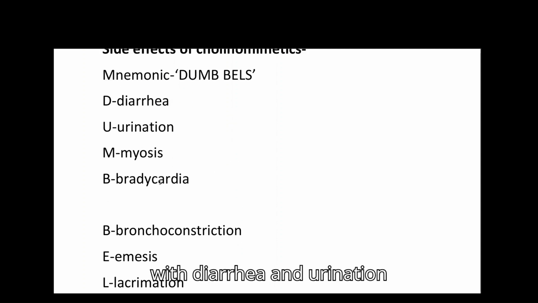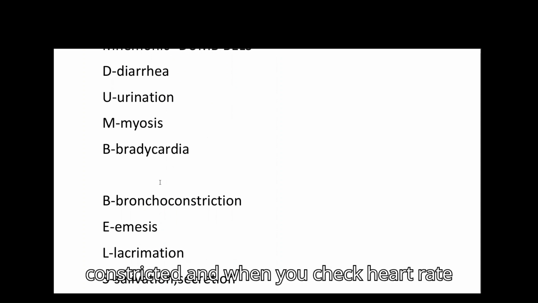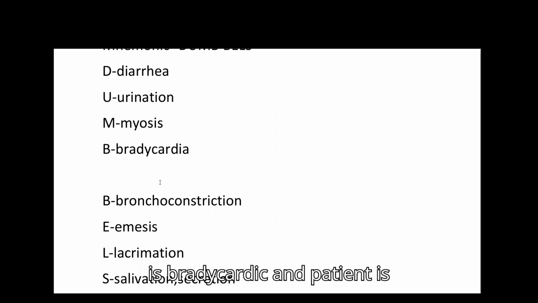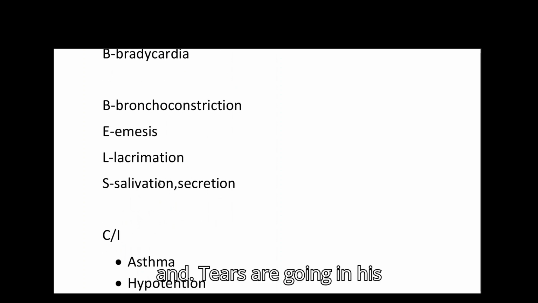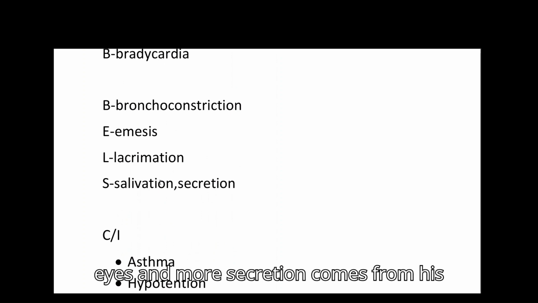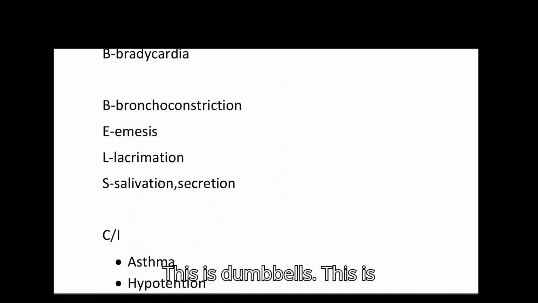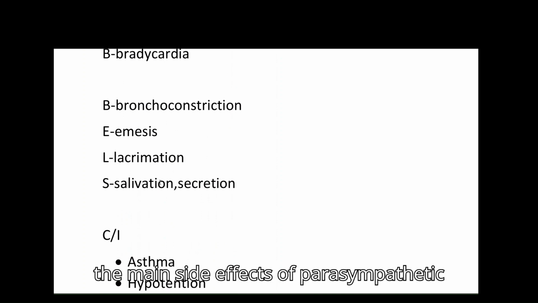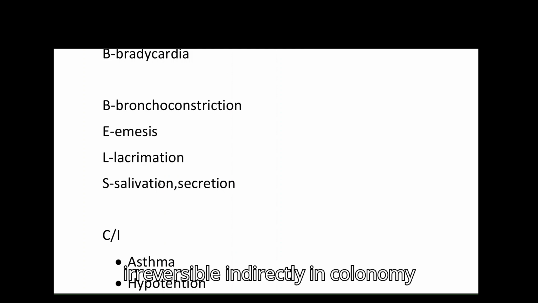So the patient comes with diarrhea and urination, and when you check the eyes with a torch, the pupils are constricted, and the heart rate is bradycardic, and the patient is dyspneic, can't breathe, like in status asthmaticus, and is vomiting, and tears are running from the eyes, and more secretion comes from the mouth. So always consider, this is DUMBBELS, the main side effects of the parasympathetic nervous system. The irreversible indirect acting cholinomimetic drugs are the main causes.